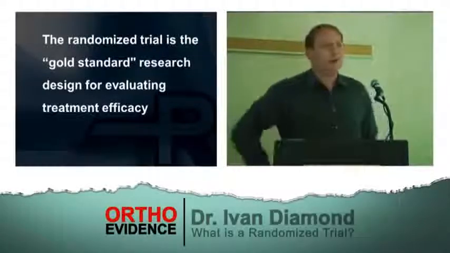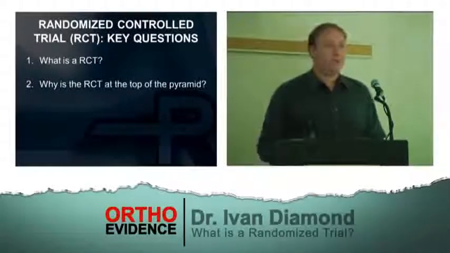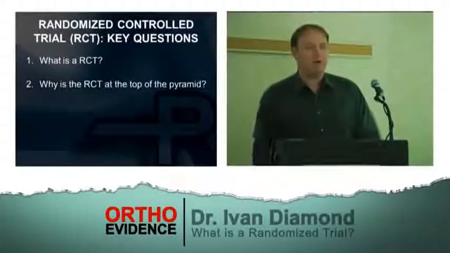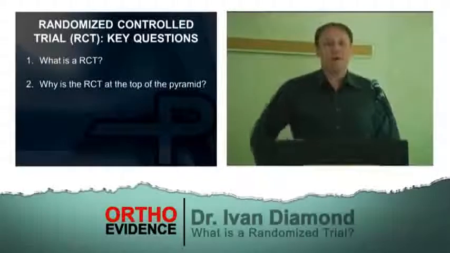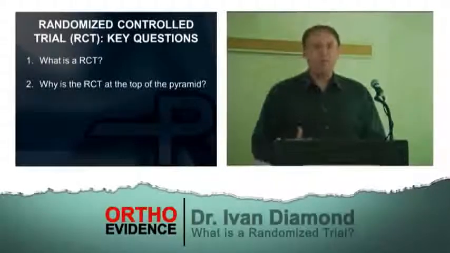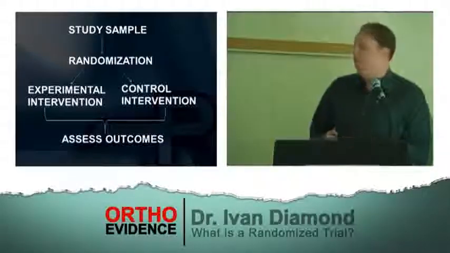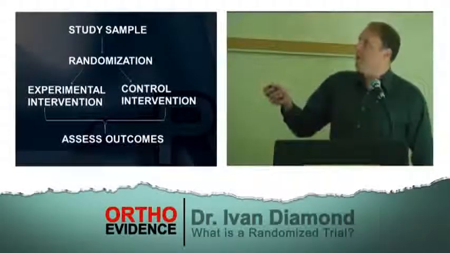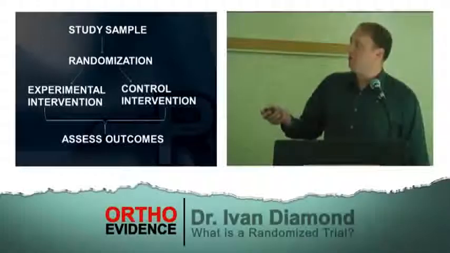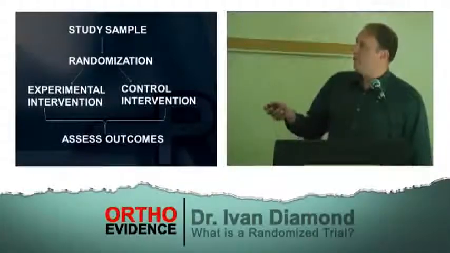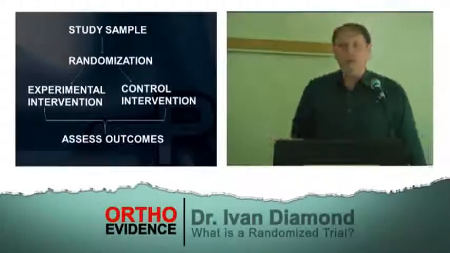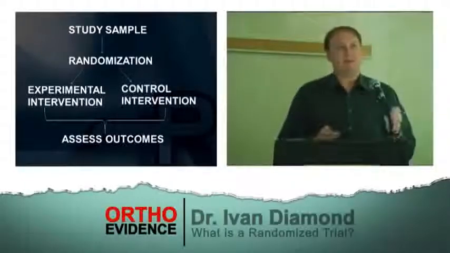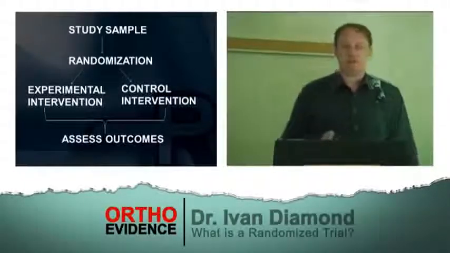So what are our key questions? The first thing is, what exactly is a randomized trial, and why is it at the top of the pyramid in terms of treatment efficacy? So here's a basic scheme of a randomized trial. So we have the study sample. They undergo randomization to either an experimental group or a control group, and then we assess the outcomes. So we're going to look at each of these and consider some of the key features.